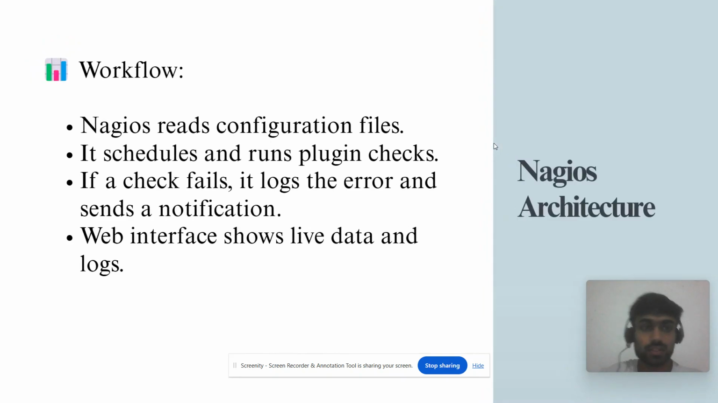Now we'll see the workflow of Nagios, like in what steps it works. First of all, it reads configuration files. There are some configuration files we write, and in those configuration files it is written what to do. So Nagios reads the configuration file, then plugins run and return results. Then if there is an issue, Nagios logs it and sends a notification or alert. It can send it by email also. Then the web UI updates with the current status. So this is how Nagios works in these steps.